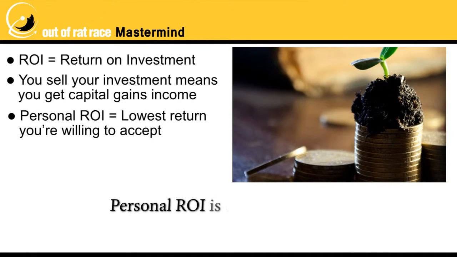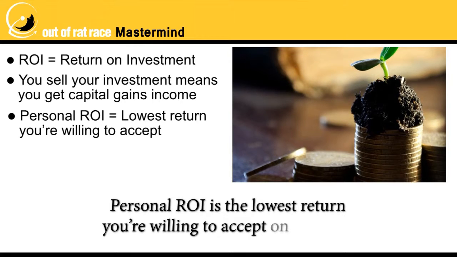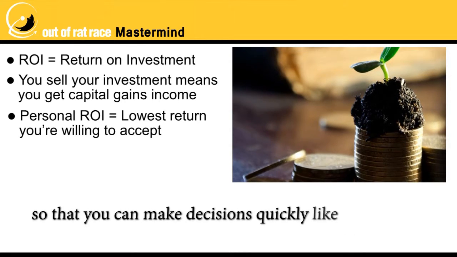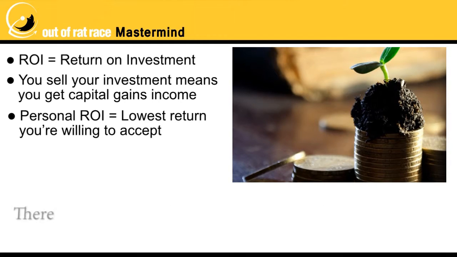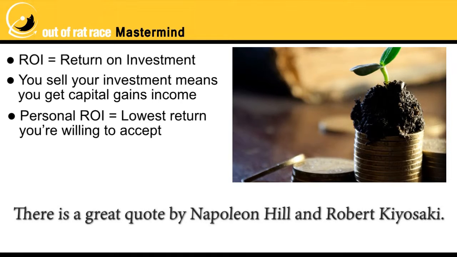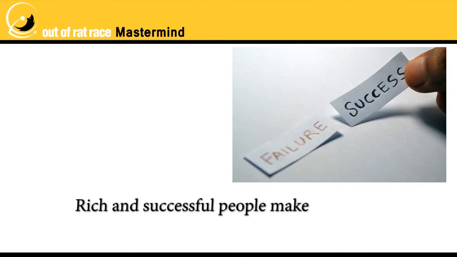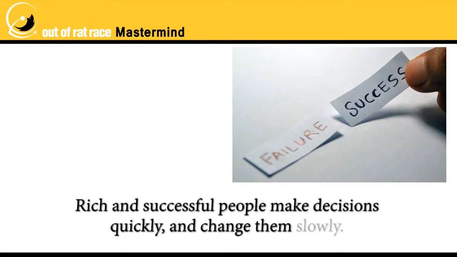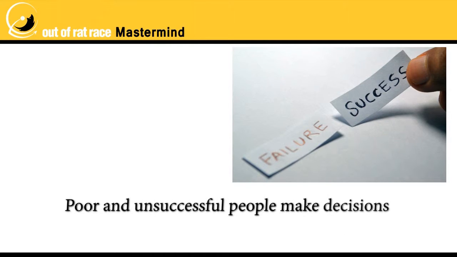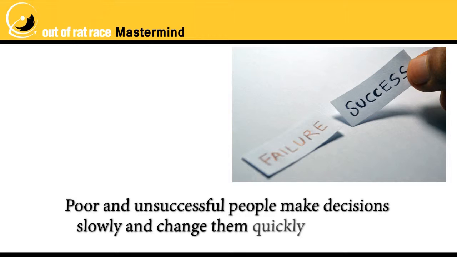Personal ROI is the lowest return you're willing to accept on any deal, so that you can make decisions quickly like rich people. There is a great quote by Napoleon Hill and Robert Kiyosaki. Rich and successful people make decisions quickly and change them slowly. Poor and unsuccessful people make decisions slowly and change them quickly and often.